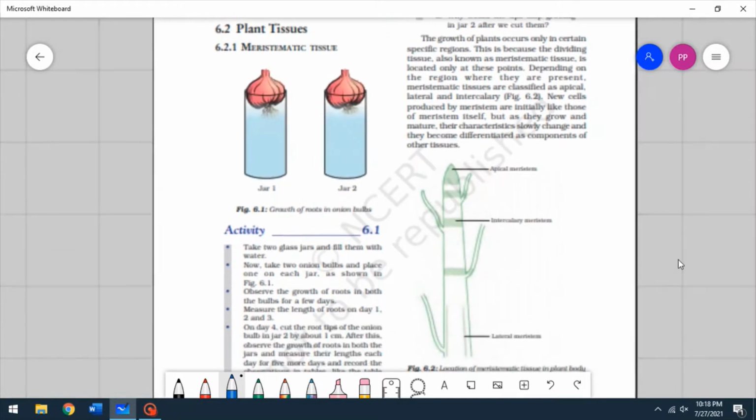Alright, so we're starting with plant tissues. So the first tissue would be the meristematic tissue, and there is an experiment that you can perform at home, can be performed at home.